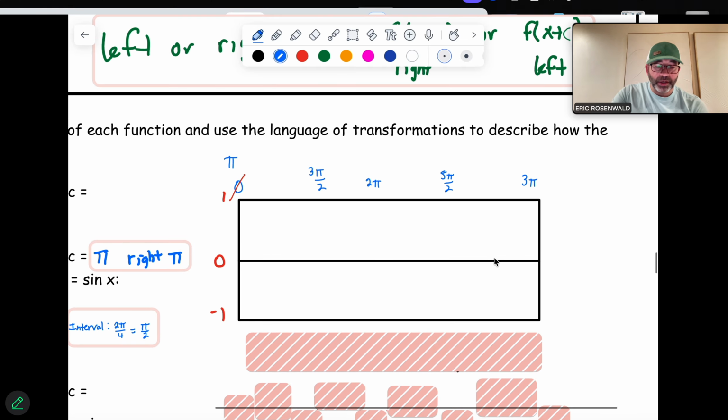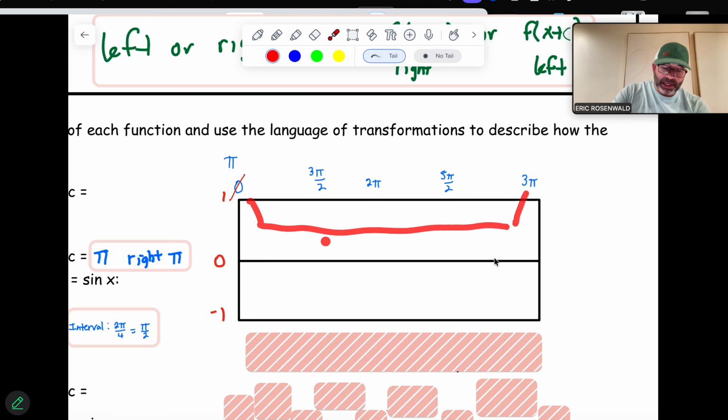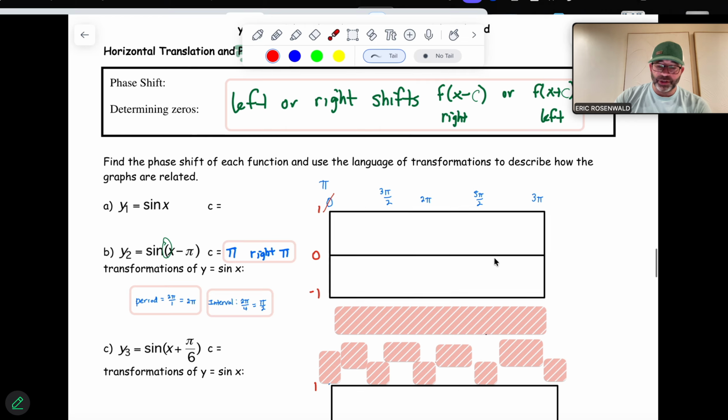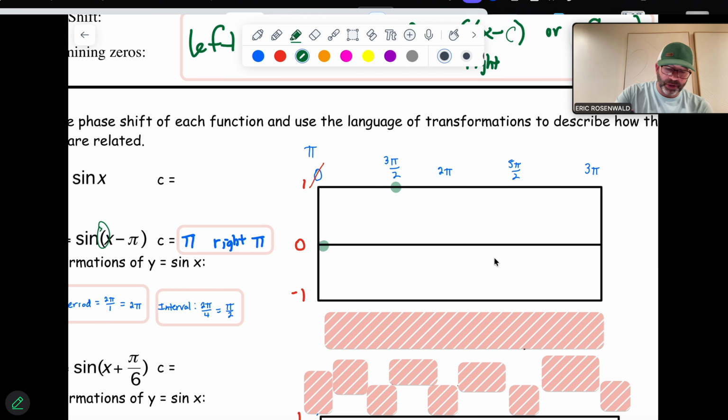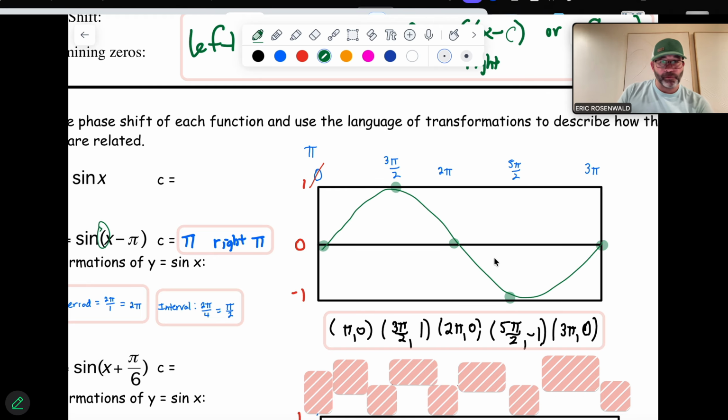And you look at the period here, from pi to 3 pi, 3 pi minus pi is still equal to 2 pi, right? So my period is still 2 pi long, but it's all been shifted to the right by pi. I haven't changed the up and down direction at all. It's a sine curve, so we're done with the graph. We just got to put the points in here. And there's our 5 critical points.